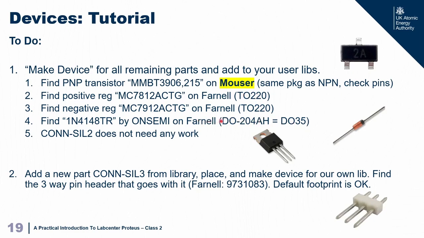This one, when you search it on Farnell, it says it's got a package of DO204AH. What I'm telling you here is that the DO35 package in Proteus is the same type. You can go onto the Wikipedia page and check the diode packages, and that's where I found that information. Consil 2 doesn't need any work. We've already moved that over because we're just using that as a PCB feature. And then I'd like you to add a new part yourself called Consil 3. Find the part in Farnell. It's just a 3-pin pin header. That's the exact picture. I took the picture from Farnell. And then that's it.